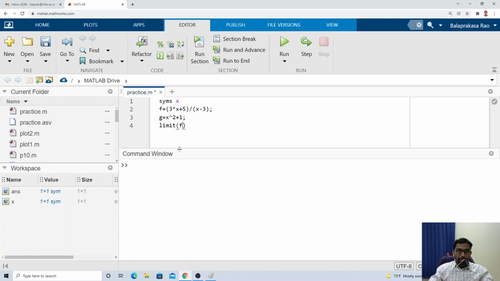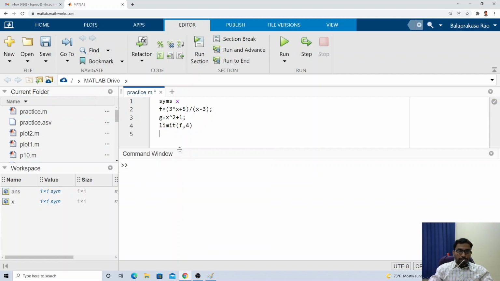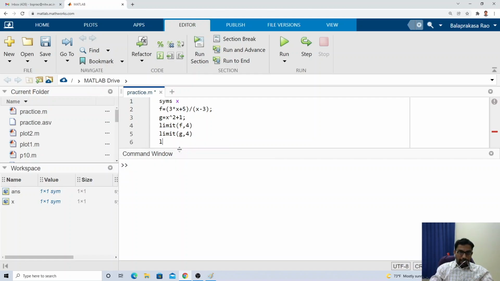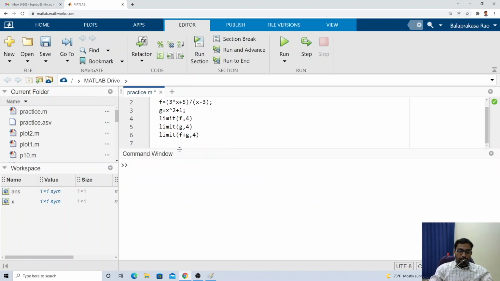Let me calculate the limit of f as x extends to, let us say, 4. Similarly, the limit of g as x extends to 4. Now let us calculate the limit of f plus g as x extends to 4. Similarly, you can cross check the limit of f times g as x extends to 4, and the limit of f minus g as x extends to 4. All these things you can cross check.